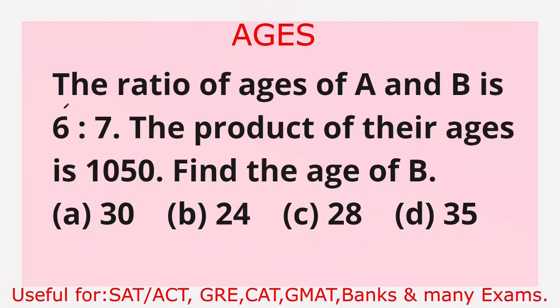Our question is, the ratio of ages of A and B is 6 ratio 7. The product of their ages is 1050. Find the age of B. And the given options are option A 30, option B 24, option C 28, option D 35.